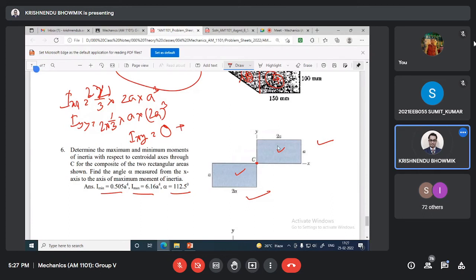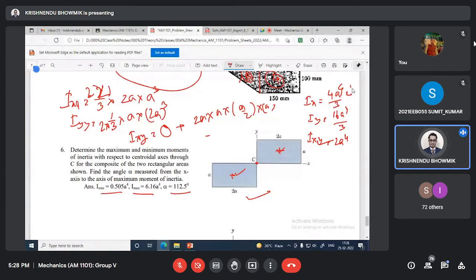Consider this is the center. It is 0 plus area 2A multiplied by A multiplied by A by 2 multiplied by A. IXY. Now, finally we will get IX 4 A power 4 by 3, IY 16 A power 4 by 3, IXY 2A power 4 unit, or L power 4 you can write. You can see IXX is lower than IYY.